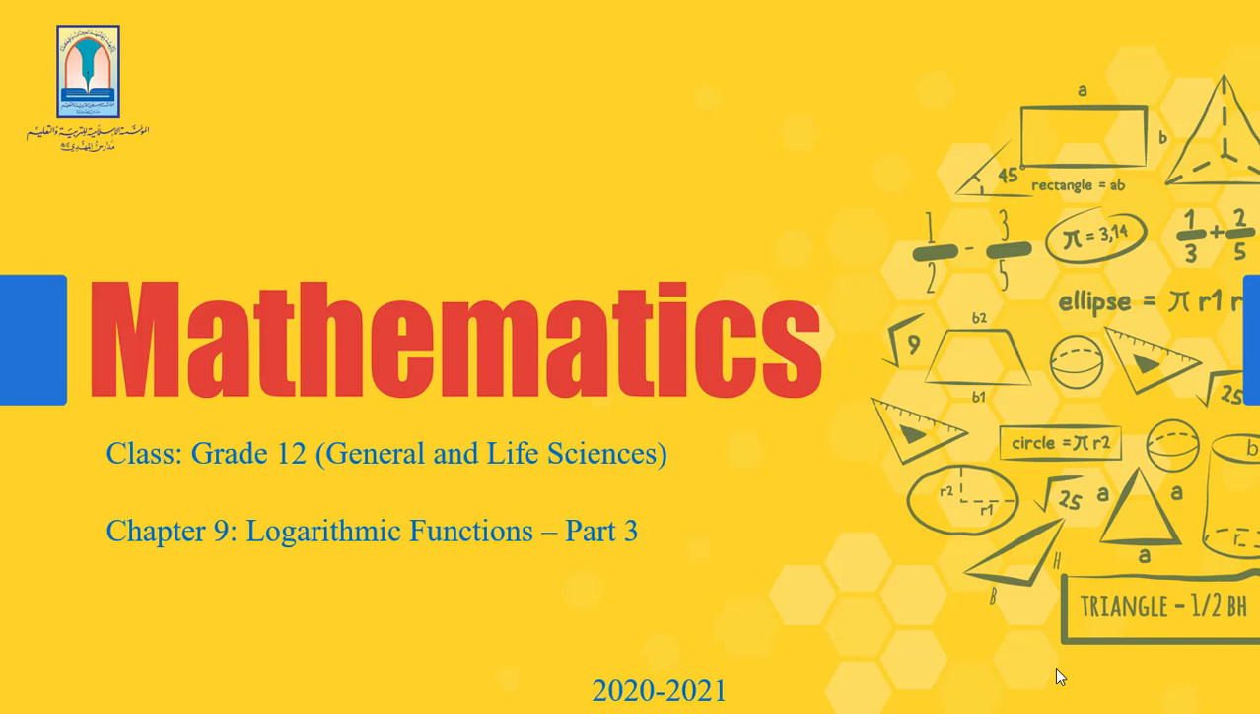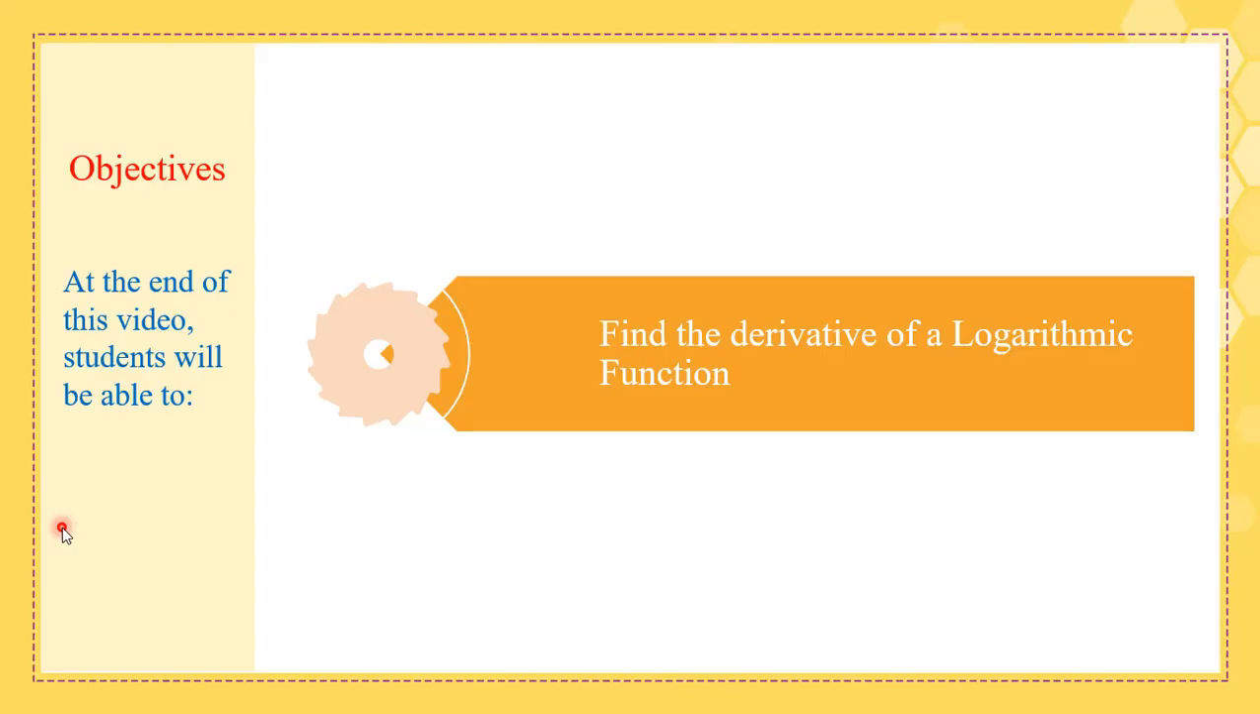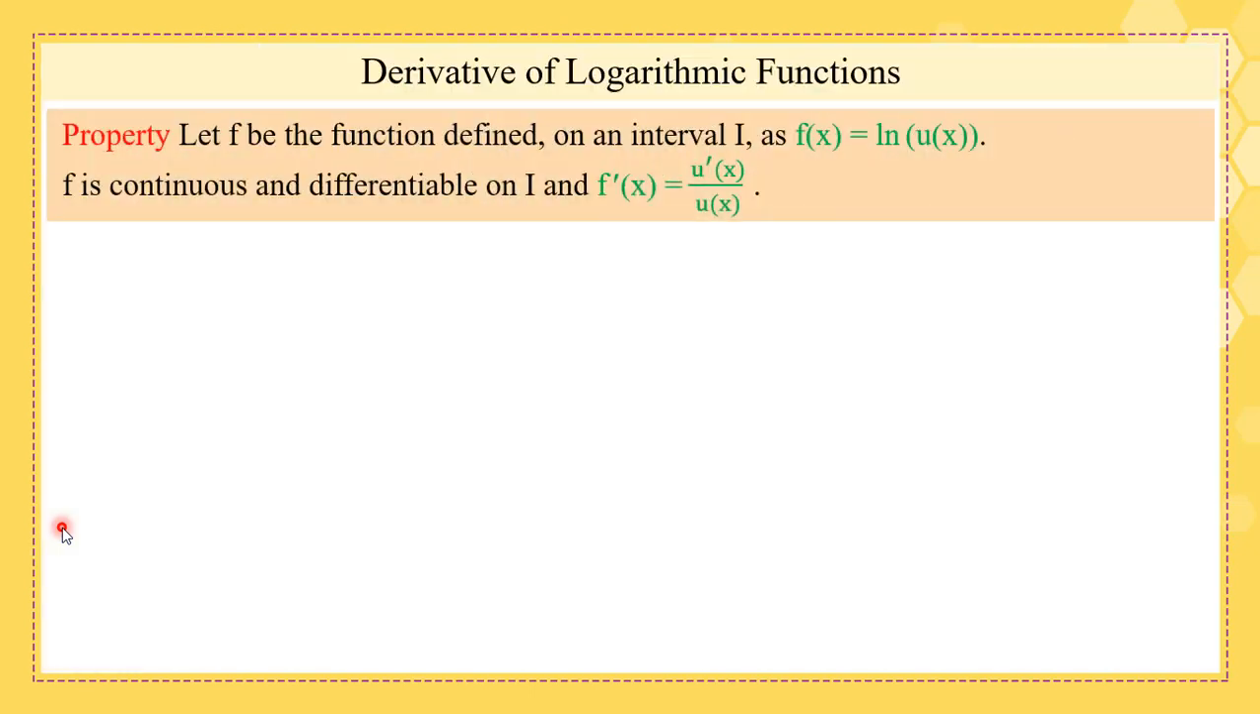Today we're going to talk about logarithmic functions, derivatives. Let f be the function defined on an interval I as f of x is ln u of x. F is continuous and differentiable on I, and f prime of x is u prime of x over u of x. So to find the derivative of a function ln u, the derivative would be u prime of x over u of x.